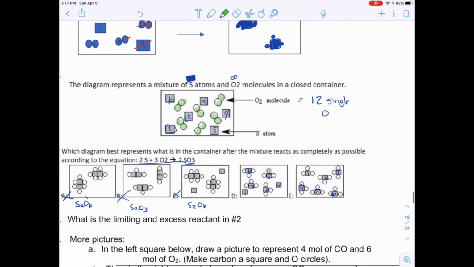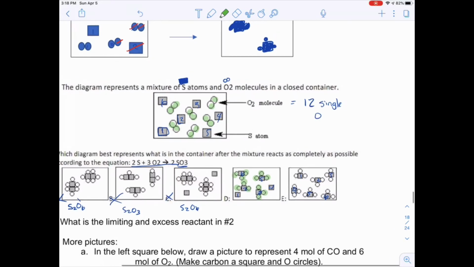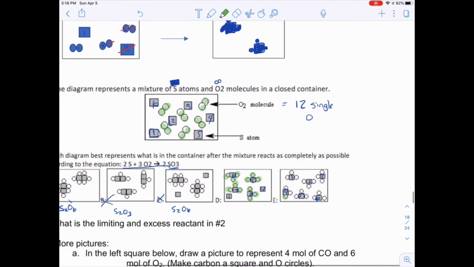Well, we've got 1, 2, 3, 4, 5, 6, 7, 8, 9, 10, 11, 12. That one looks right. If you go to this one over here and you start trying to count them, you're going to have 1, 2, 3, 4, 5, 6, 7, 8, 9, 10, 11, 12, 13, 14, 15, 16, 17, 18. So this one does not work. This one has too many O's.